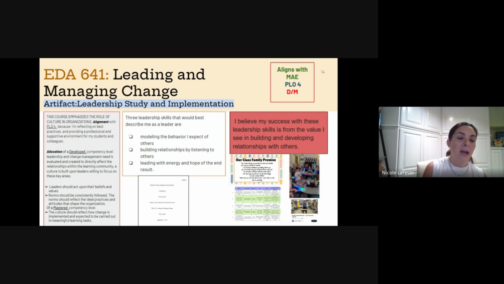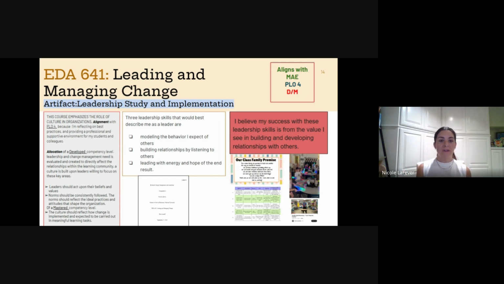And so in that, I did this also as a mastered competency level because after researching, it's that reflective piece. How do you apply it? How do you evaluate your research and apply it to my own classroom? These are examples of how the culture reflects how change can be implemented and expected to be carried out in meaningful learning tasks.